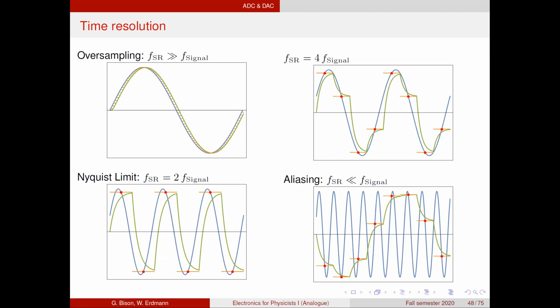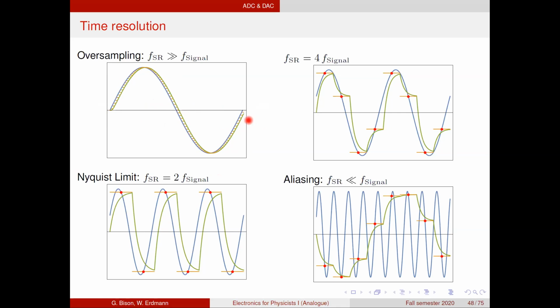it's important to know the time resolution that you need for your application. The best case is if you have oversampling. What I've done here is show, again in blue, the input signal, and then in between you see the yellow steps. These are quite a lot for this one period. And then in green you see the reconstructed signal, and it looks pretty much exactly like the input signal. So by digitizing it in very, very fine steps in time, we get a nice representation of our input signal.